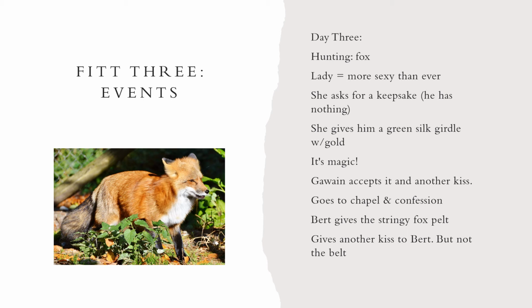And he goes to chapel and makes his confession. And then Lord Bertilac gives him the stringy fox pelt and tells him, this is all I've got. I wish I had something better for you. Gawain gives another kiss to Bertilac, but he does not give the belt, the green girdle. He doesn't tell him about it. So he withholds it and doesn't keep his bargain.